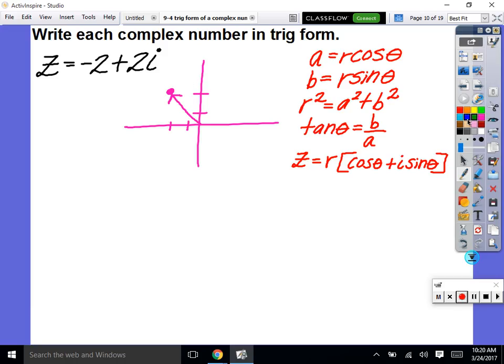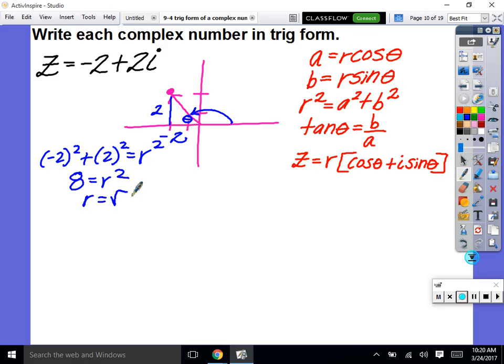So now we're going to describe how to get there with theta and then a radius. Does everybody understand? We are going to be using this reference angle here in a second. So let's go for it. This is negative 2, up 2. How do I find my radius? By using the Pythagorean theorem. Negative 2 squared plus 2 squared equals my radius squared. 8 equals radius squared, so my radius is root 8, which simplifies to 2 root 2.